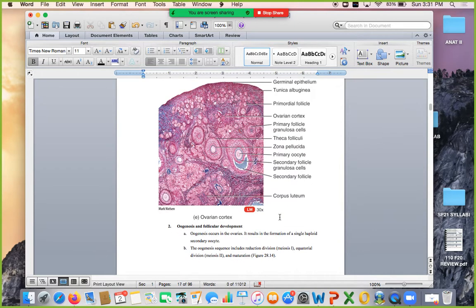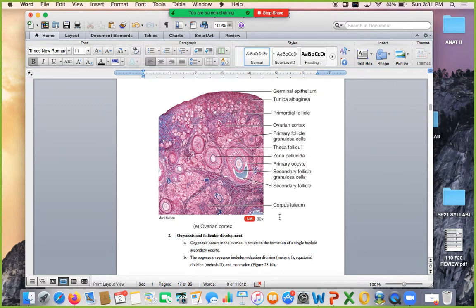Okay, so this is an actual image of an ovarian cortex. The outside is going to be surrounded by that tunica albuginea. Well, I guess the top layer is called the germinal epithelium. And then we have the tunica albuginea, which is this nice layer here. Here's a primordial follicle, which is then going to become a primary follicle, which then becomes a secondary oocyte.